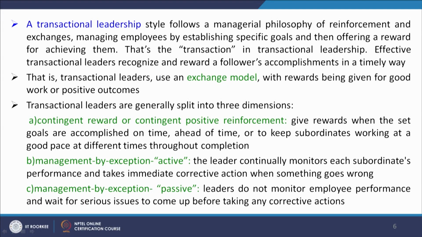So, transactional leadership is generally split into three dimensions. It is contingent reward, management by exception, that is active, and management by exception, that is passive.